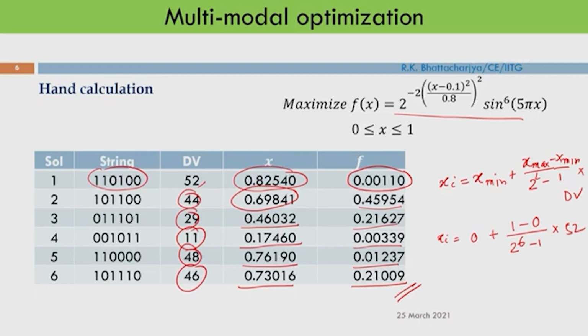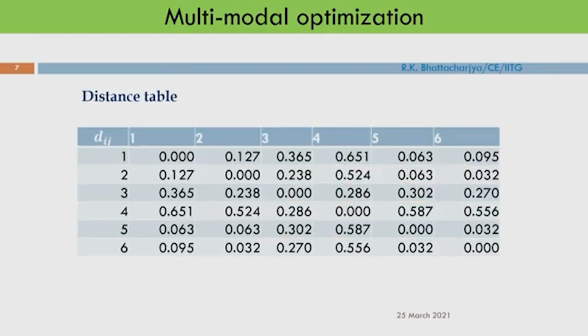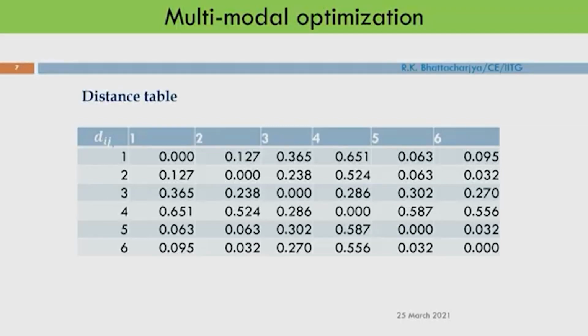Now I will try to calculate the crowding distance, or basically the sharing function. The first step is that you calculate the distance. In this case I have 6 solutions, 1 to 6, and similarly 1 to 6 on the other side, and I am calculating the distance between 1 and 1, then 1 and 2, 1 and 3, 1 and 4, 1 and 5 and 1 and 6. Similarly, I am calculating the distance between 2 and 1, then 2 and 2, 2 and 3, 2 and 4, 2 and 5 and 2 and 6. Similarly, I am calculating the distance D_ij. These are the distances between the solutions.